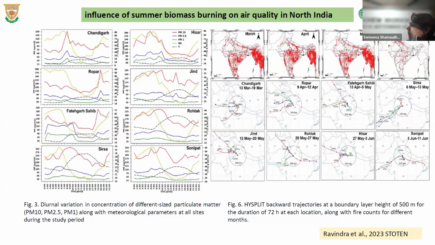Mostly the concentrations of PM10 and PM1 were found to be very high, approximately 313 microgram per meter cube on average and 124 microgram per meter cube on average, mostly in rural sites like Hisar and Sirsa. If we see the high spread backward trajectories at the boundary layer, it has been clearly shown that from March to June there are signatures of residue burning. During the summer season and the Rabi burning period of March to April, May and June, the air quality has been impacted due to burning.